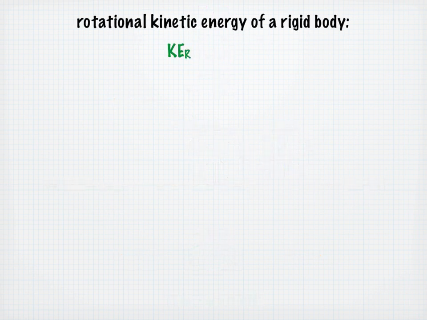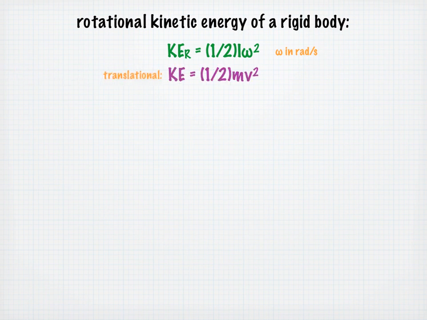The rotational kinetic energy of a rigid body rotating about a fixed axis with angular speed omega and moment of inertia I is equal to 1/2 I omega squared. For this, omega is in radians per second. Does this look kind of familiar? We previously saw that translational kinetic energy is equal to 1/2 mv squared. This equation fits the pattern, since moment of inertia is the rotational analog to mass, and angular speed is the rotational analog to linear speed.